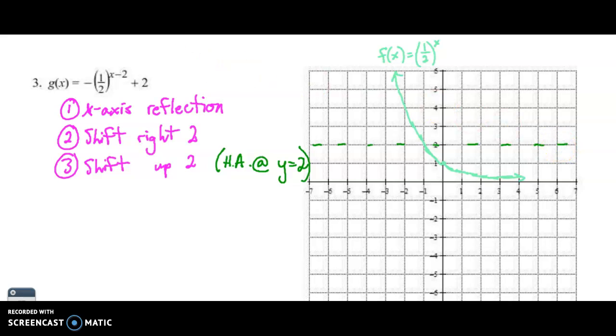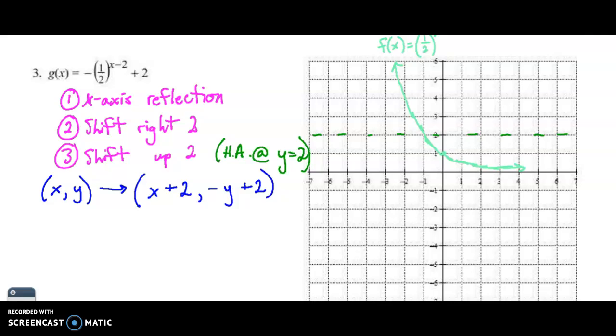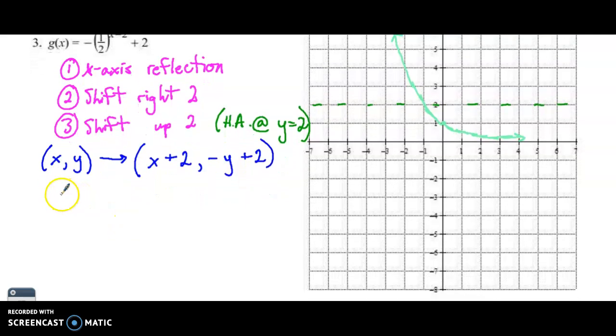But the other piece that I'd like to see is that you actually write in that x, y is following these patterns. So shifting right 2 means it's x plus 2. The x-axis reflection means we have to negate y, and shifting up 2 means adding 2 to that.